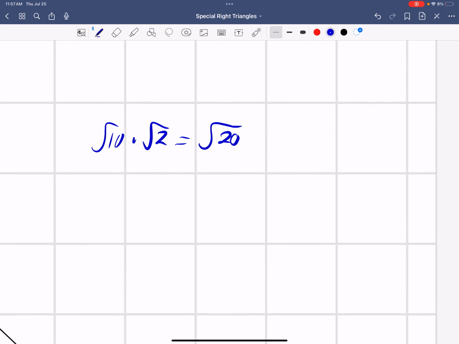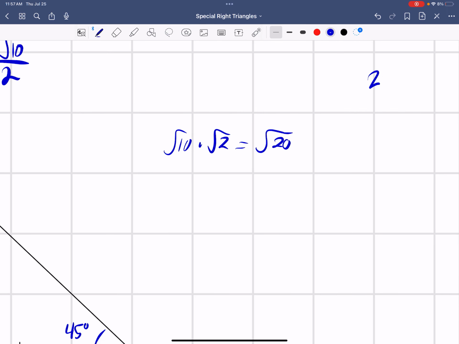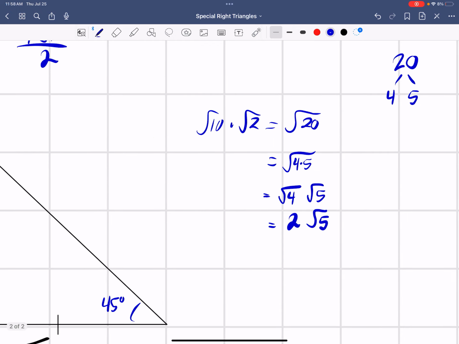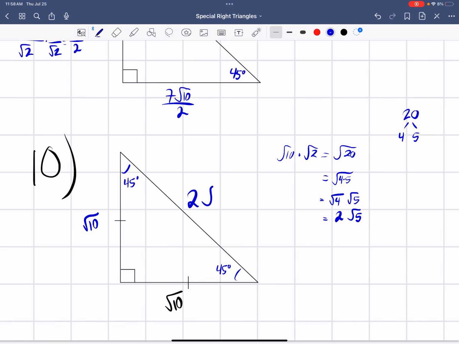But this is a radical that we can simplify, because 20 factors into 4 times 5. So we could rewrite this as root 4 times 5. We could separate those into root 4 times root 5, and root 4 is just 2. So 2 root 5. And that would be it, 2 root 5 for our hypotenuse. And done. So that is how you work with those special right triangles, the 30, 60, 90, and 45, 45, 90.